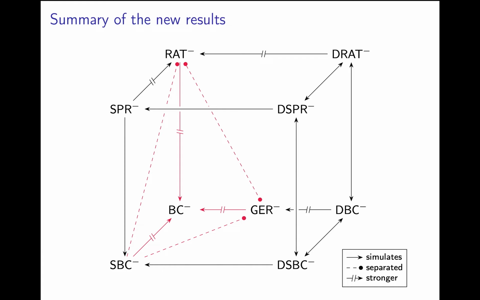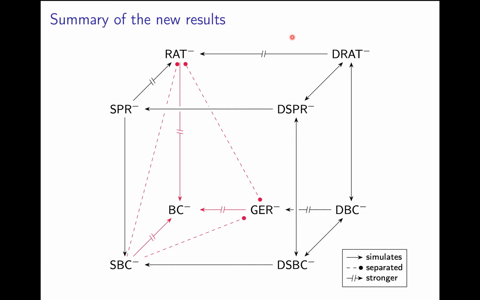working on proving a lower bound against this SBC minus system, to make those relationships unconditional and thus give a complete picture of the relationships between the systems on this triangle that are the closest to BC minus. And by the way, this SBC minus and SPR minus are the systems which have those strong upper bounds for the combinatorial principles that I showed earlier.